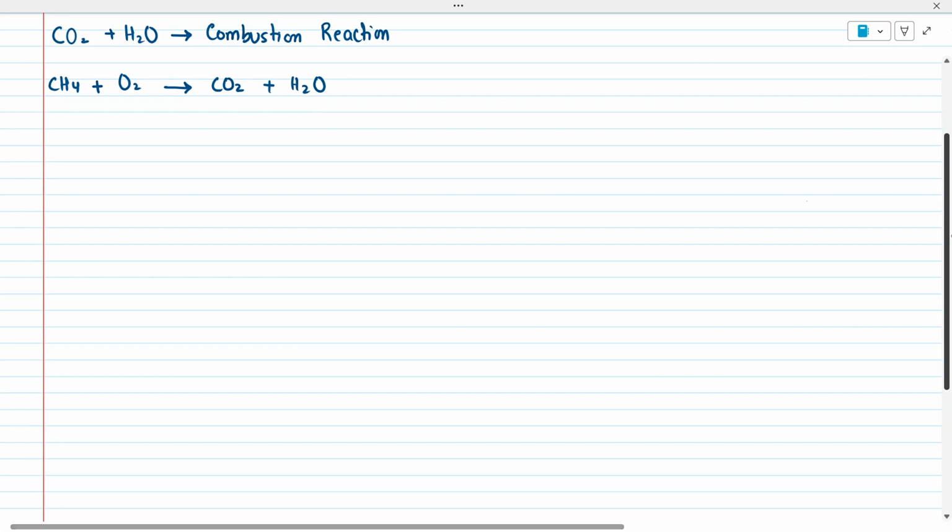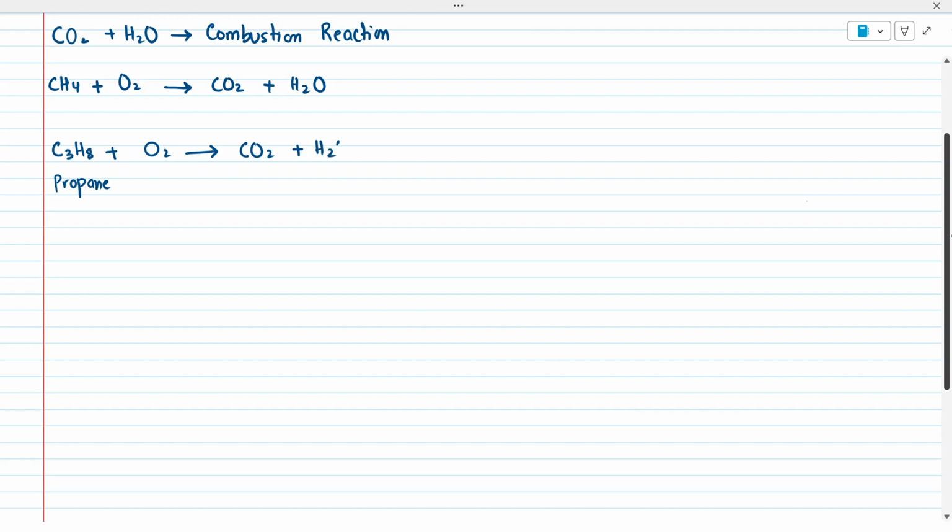So first you have to write down the unbalanced equation. C3H8 is propane, and when it undergoes complete combustion in the presence of oxygen, it produces carbon dioxide gas and water molecules. So to balance the equation, first we balance carbon, then hydrogen, and in the last, oxygen.